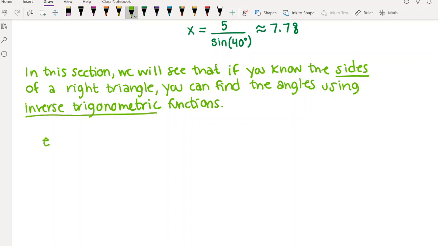So for example, let's say that we had a triangle. I'll give this another try. Let's say we have a right triangle, and we know two of the sides. Let's say we know that this side has a length of 6 and this side has a length of 9. And let's say we're trying to find this angle.